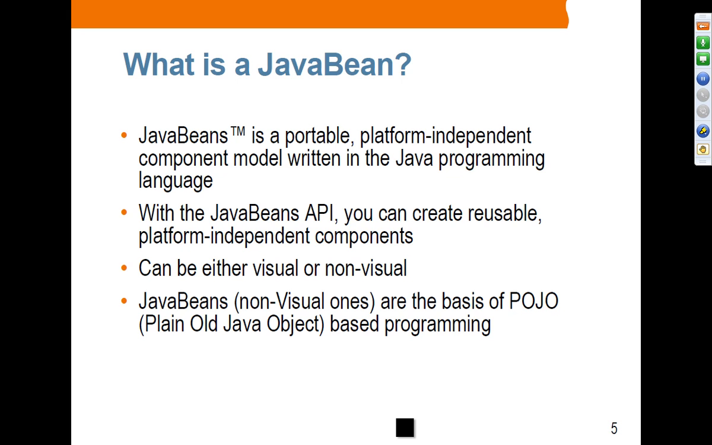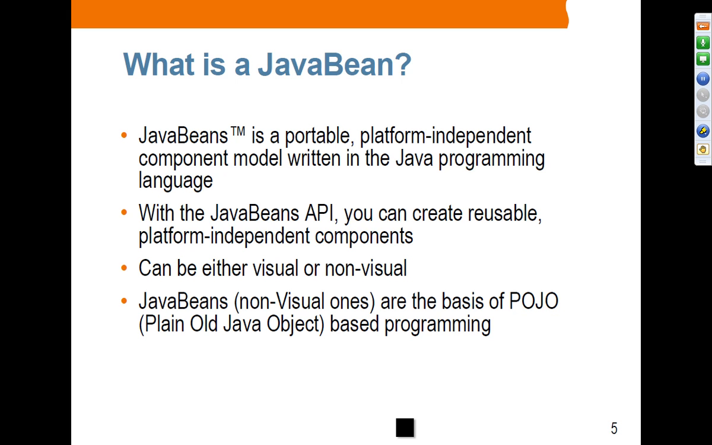So what is a JavaBean? JavaBean is basically the Java version of the software component. It's a portable, platform-independent component model written in the Java programming language. Once you have a JavaBean, that JavaBean should be able to be used on any platform, whether that is Windows or Mac OS or Linux, as long as they have a Java virtual machine.